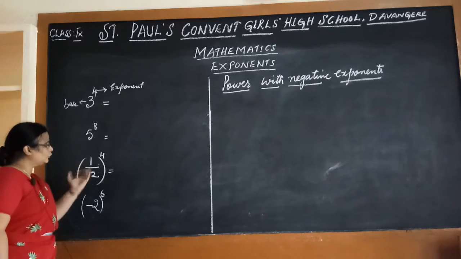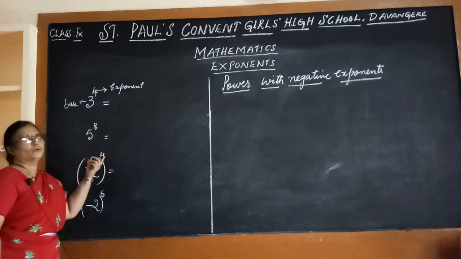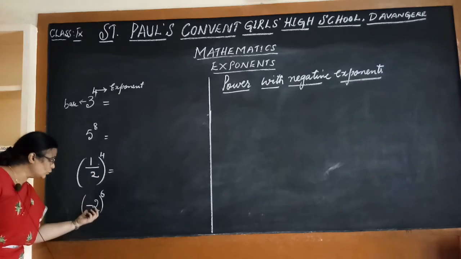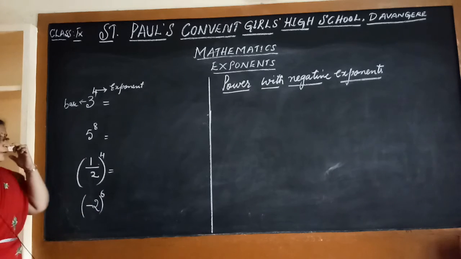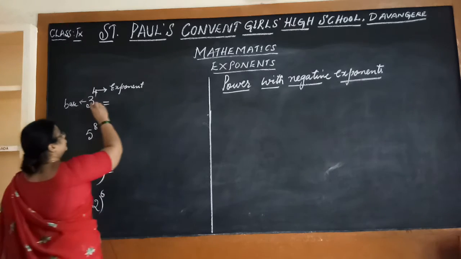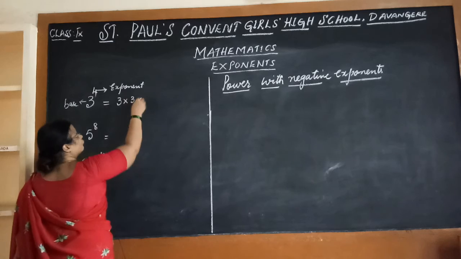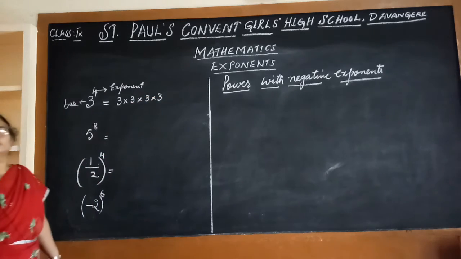Here 1 by 2, in fraction form, is the base and 4 is the exponent. I have taken a negative integer too: minus 2 is the base and 6 is the exponent. We shall expand these exponents. 3 is the base. 3 is repeated how many times? 4 times. So I can write it as 3 into 3 into 3 into 3.